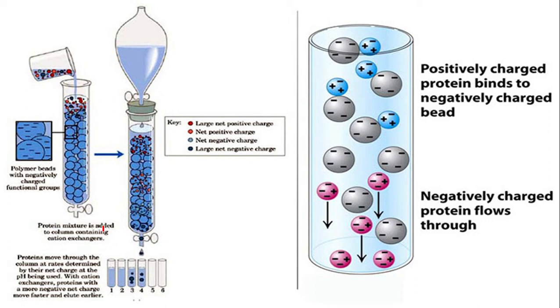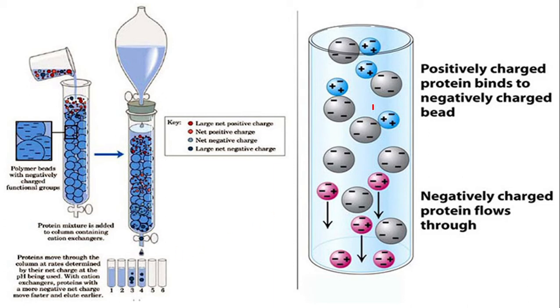Protein mixture is added to column containing cation exchanger, and then what happens? We are adding an eluent, a type of solvent, a mobile phase, and accordingly these molecules are moving at different speeds, and we collect them in different vessels. Proteins move through the column at rates determined by their net charge at the pH being used. With cation exchangers, proteins with a more negative net charge move faster and they elute earlier.